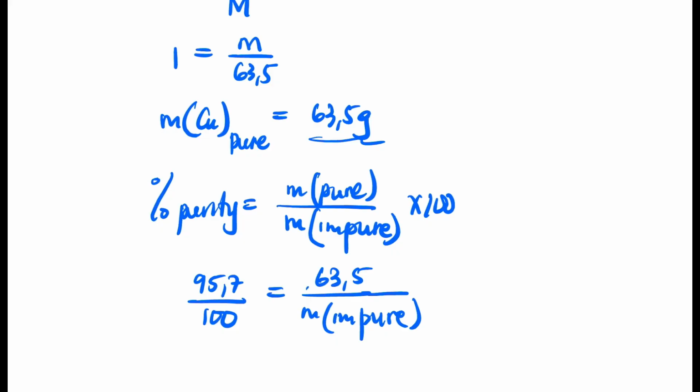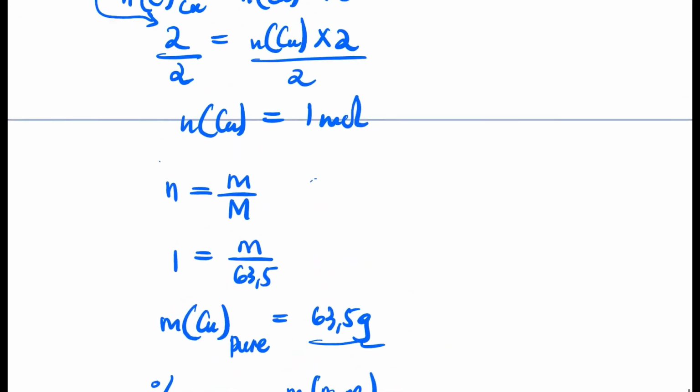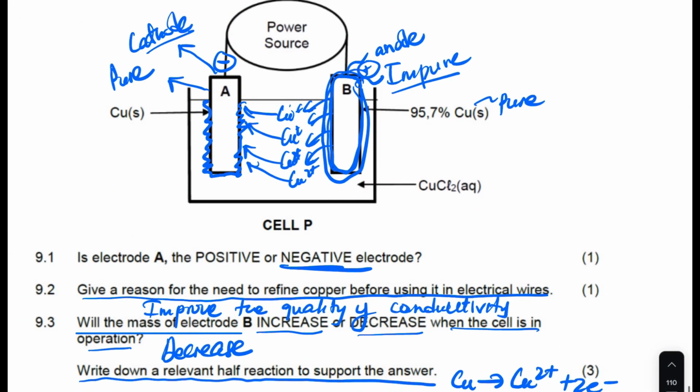When you cross multiply, the mass of the impure sample is going to be 63.5 times 100 divided by 95.7, which is 66.35 grams. That is the mass of the impure sample. Initially it was 66.35 grams.